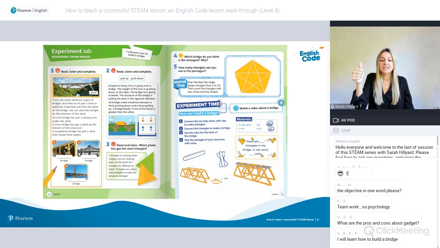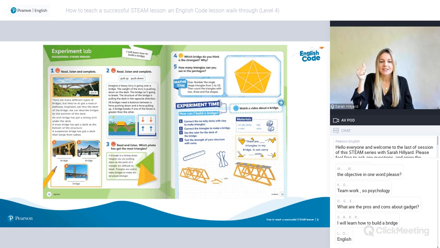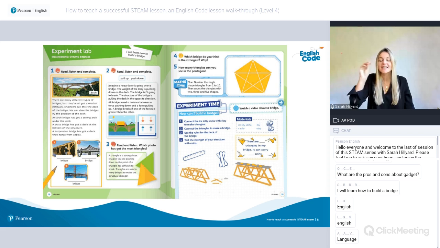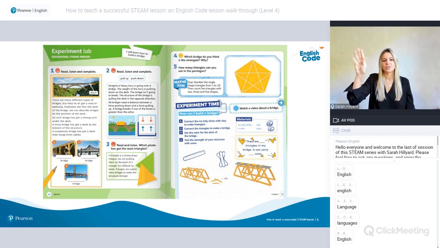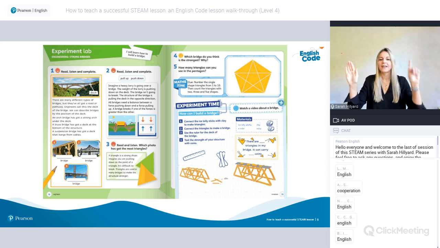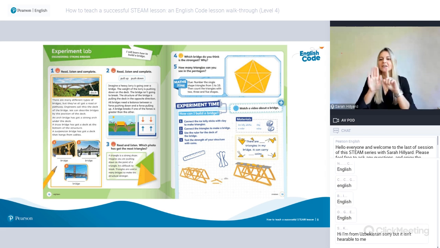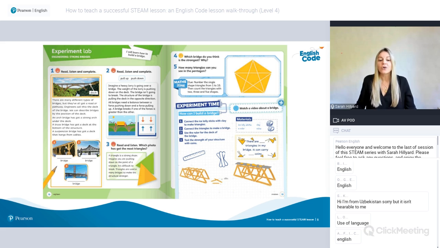STEAM with, what do we teach? What are we teaching in our classrooms? English, Lorena. Excellent. So we're integrating not only those five subjects together, but we're also integrating those subjects with English, okay? Lovely.